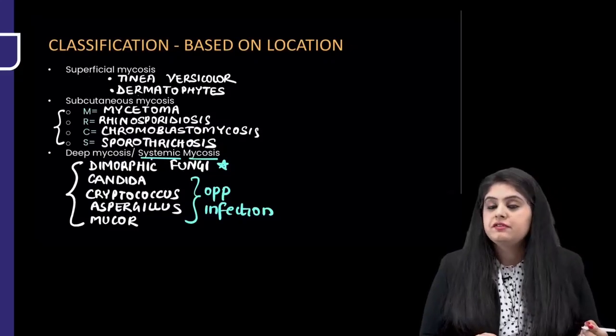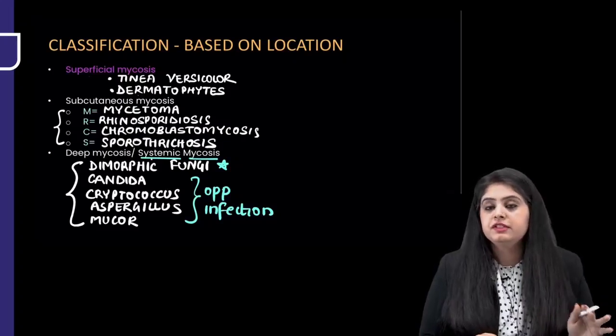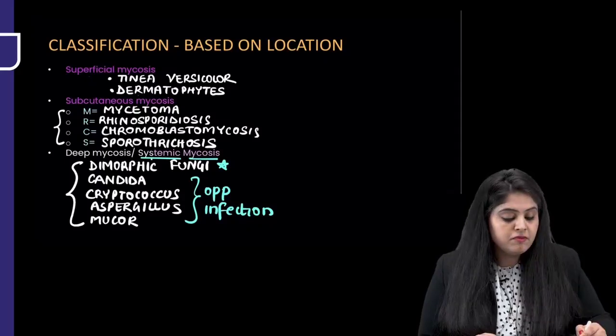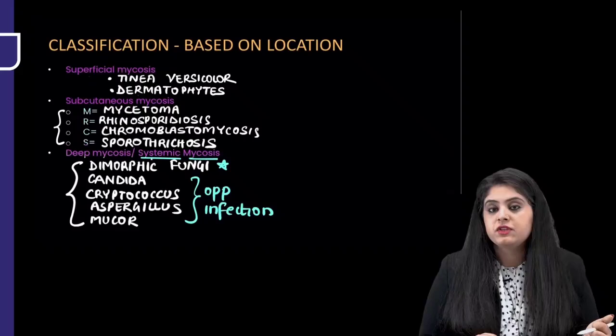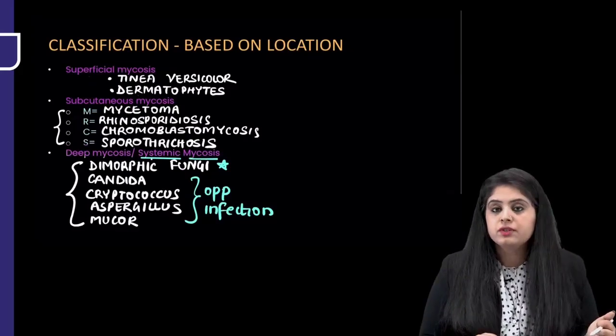So now we've done the classification on the location also. Number one, the superficial mycosis. Superficial is all the tineas, tinea versicolor, tinea coming under dermatophytes. Then subcutaneous. Subcutaneous is MRCS. Then the deep ones, deep are dimorphic and the opportunistic infections. So that wraps up our classification on the basis of the location.